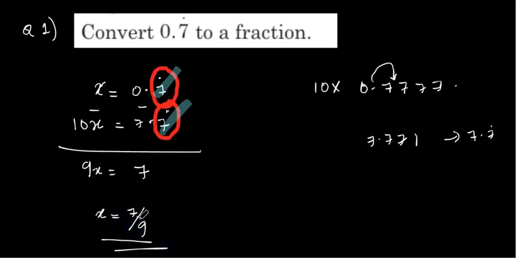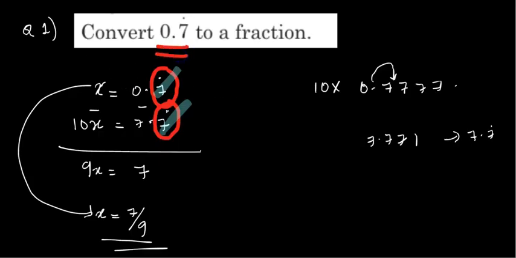So we started with x is equal to 0.7 repeating, and we saw that x is 7 over 9, which means 7 over 9 is the fraction form of this recurring or repeating decimal.